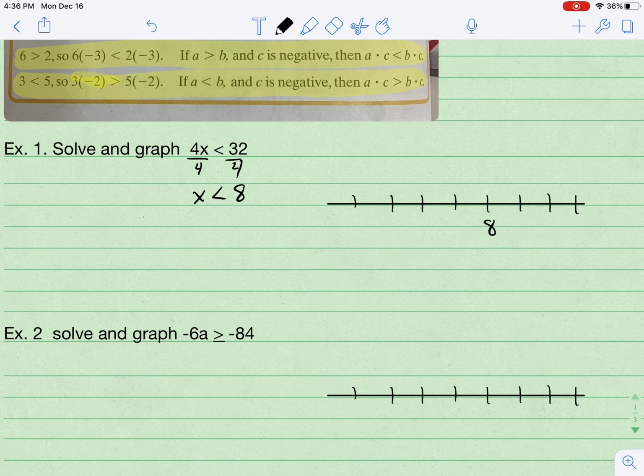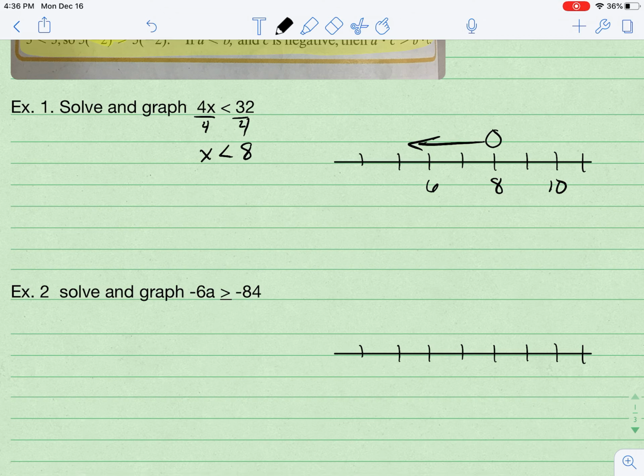So this is 8. Let's make this 6. This will be 10. We have an open circle because it is less than. And now we are going to go all our values that are less than 8, which is going to be to the left of that circle.